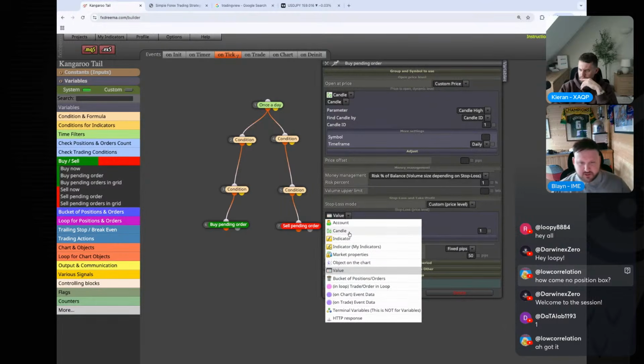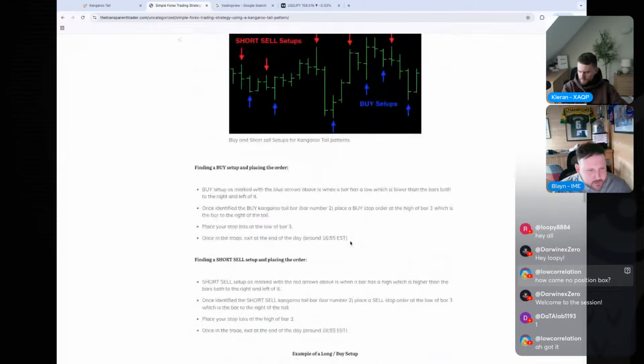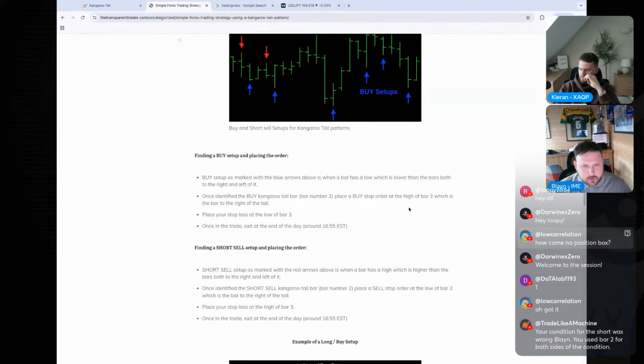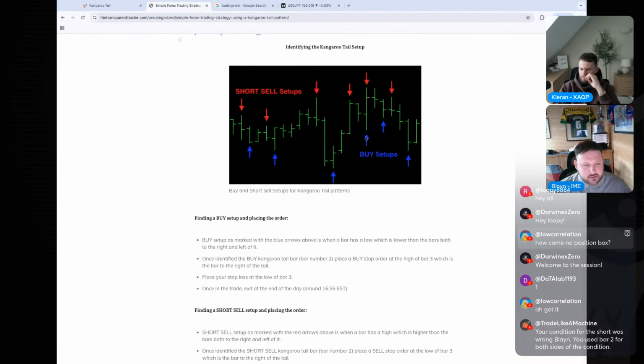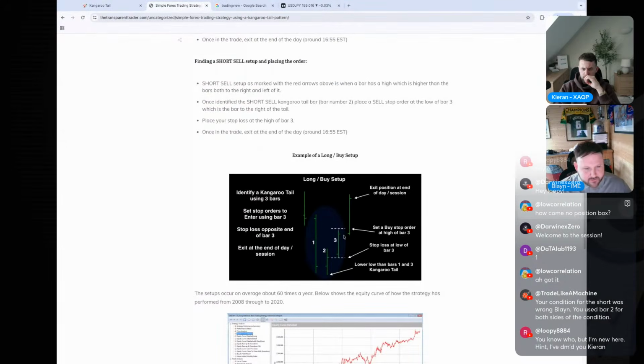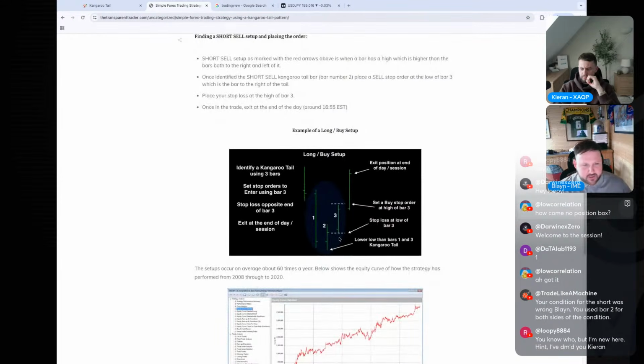So we'll test this originally because, if I'm correct, what does it say? Buy setup as marked by blue arrows. Bar 3. Okay, so he says this is bar 3. I keep forgetting that he does this in reverse: 3, 2, 1 rather than 1, 2, 3. So we're placing the buy above 3, and he's wanting the low below 3. We'll test that originally just to see what we get.